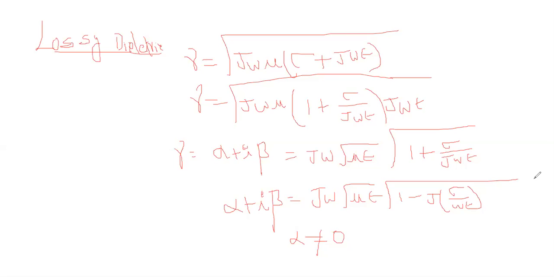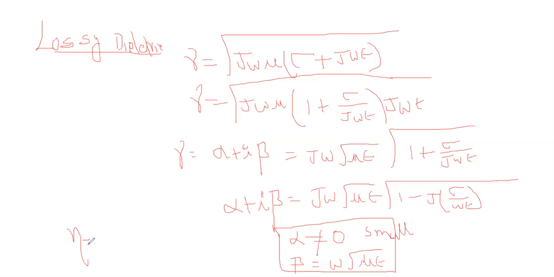That is not a perfect dielectric, it is a practical dielectric, the lossy dielectric. Alpha is not equal to 0, and beta becomes in a similar way omega under root of mu epsilon. And what about the intrinsic impedance? Alpha has some small value here.